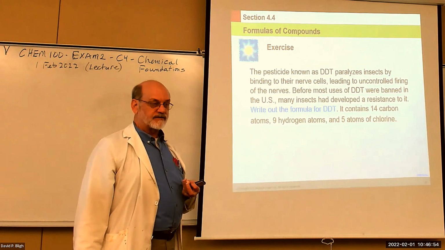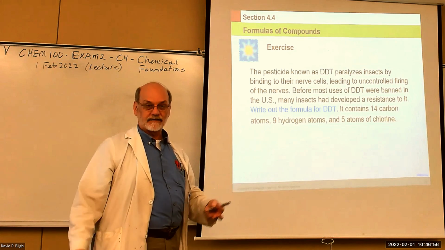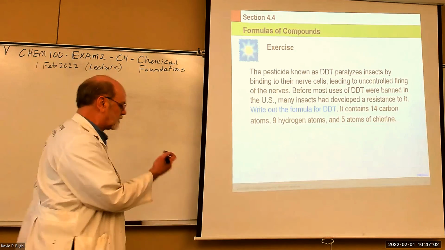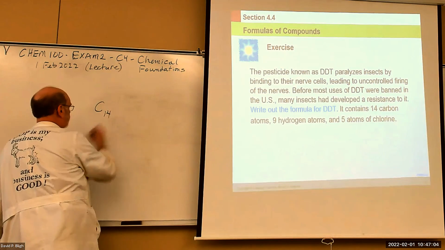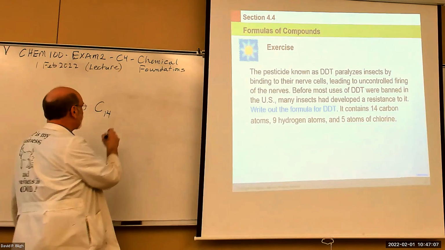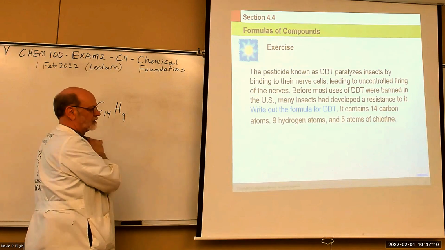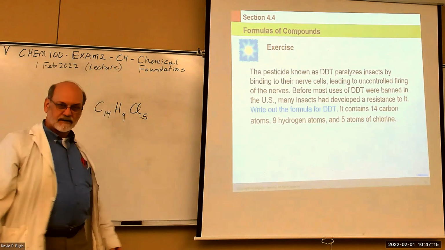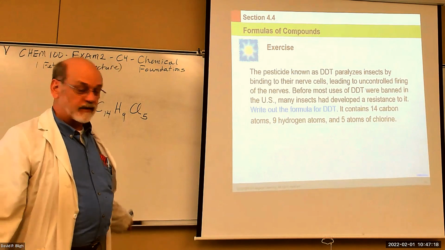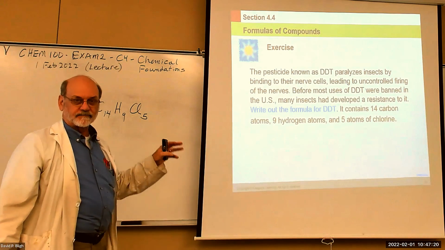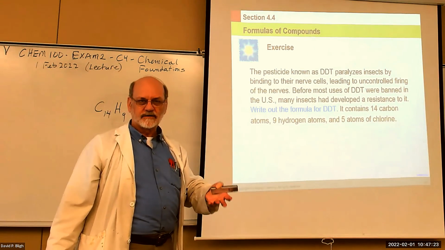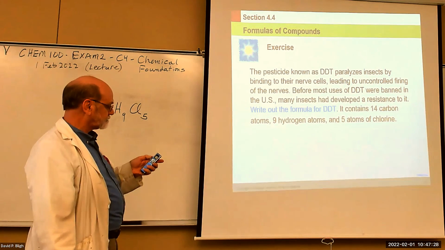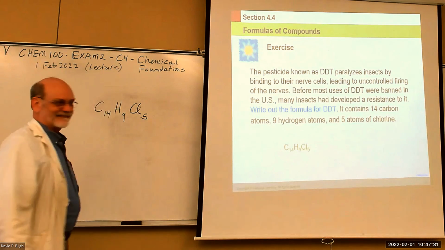But that doesn't change the fact that DDT is a compound and we can write it. Right? If we know that DDT is composed of 14 carbons, and 9 hydrogens and 5 chlorines, right? That's the molecular formula for DDT. Now, that doesn't tell you anything about its structure, but at this point, we're just talking about what's the formula?